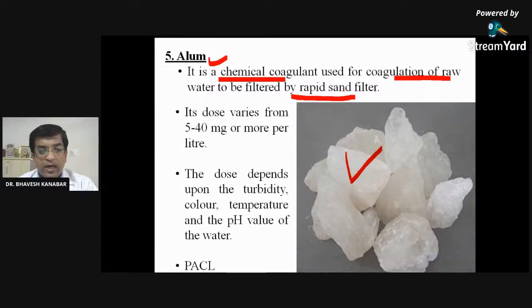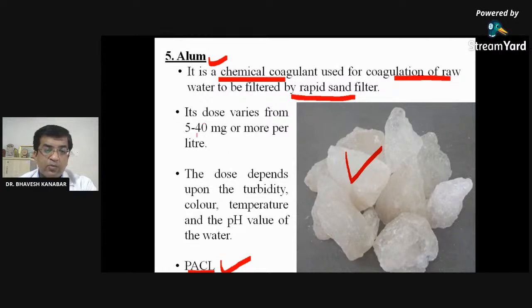Nowadays, in place of alum, in rapid sand filters at the city level, what we call the water filter plant, they are using PACL. Remember this name well, it is not given in your textbook also. PACL, in place of alum for coagulation, will come in our next model of environment, rapid sand filter. The full form of PACL is polyaluminium chloride. As compared to alum, polyaluminium chloride is easy to handle, easy to mix, and easy to use. So they are using polyaluminium chloride.